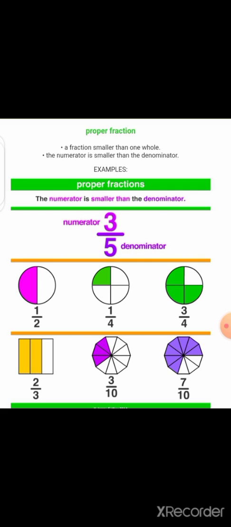In 3 over 5, numerator is 3, denominator is 5. 3 is smaller than 5. So this is proper fraction. Here are more examples: 1 over 2, 1 over 4, 3 over 4, 2 over 3, 3 over 10, 7 over 10. In all these figures, if you look carefully, denominators are bigger and numerators are smaller. So when numerator is smaller than its denominator, then it is called proper fractions.